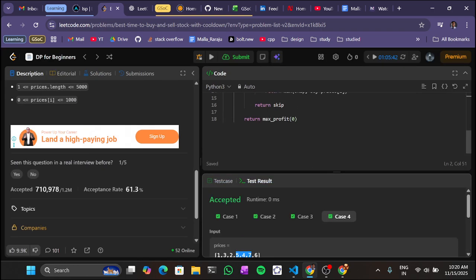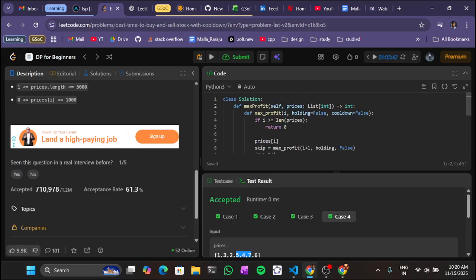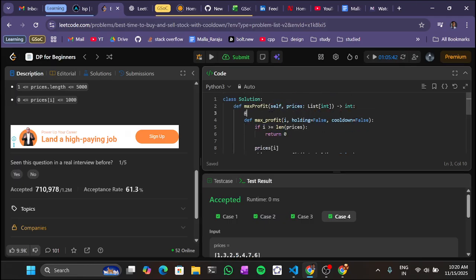So let's try submitting this with LRU cache because it will take so much time because of all these parameters.